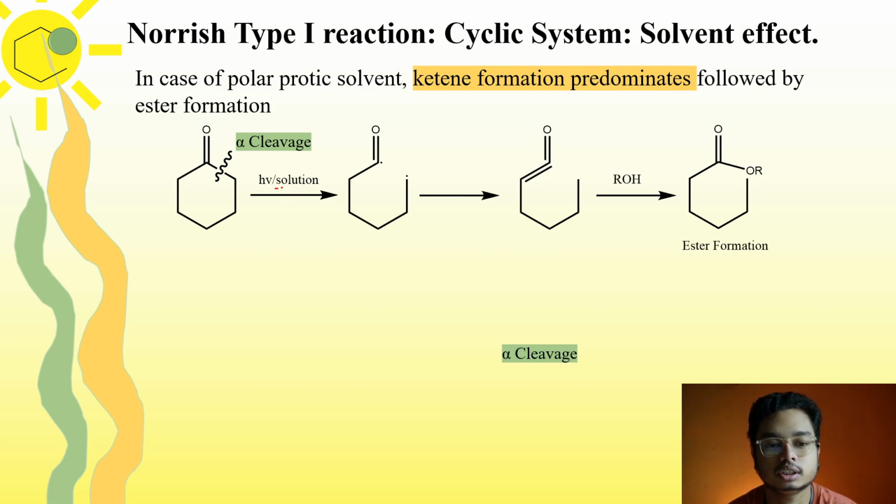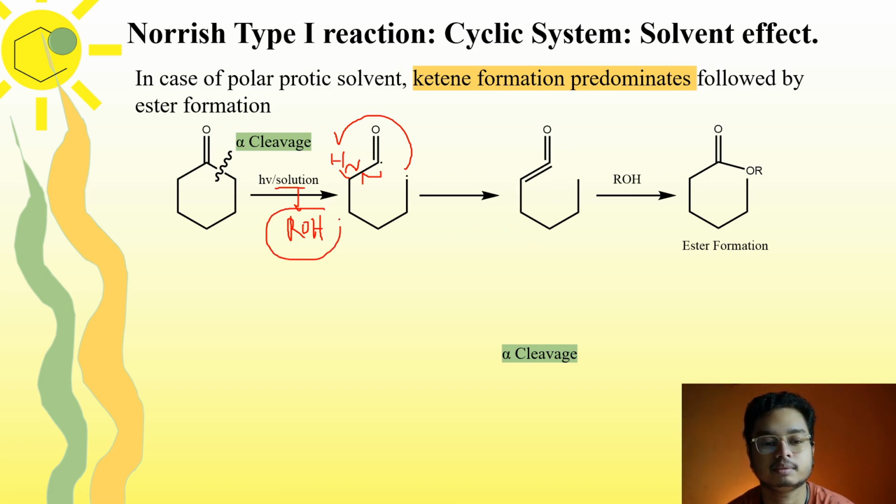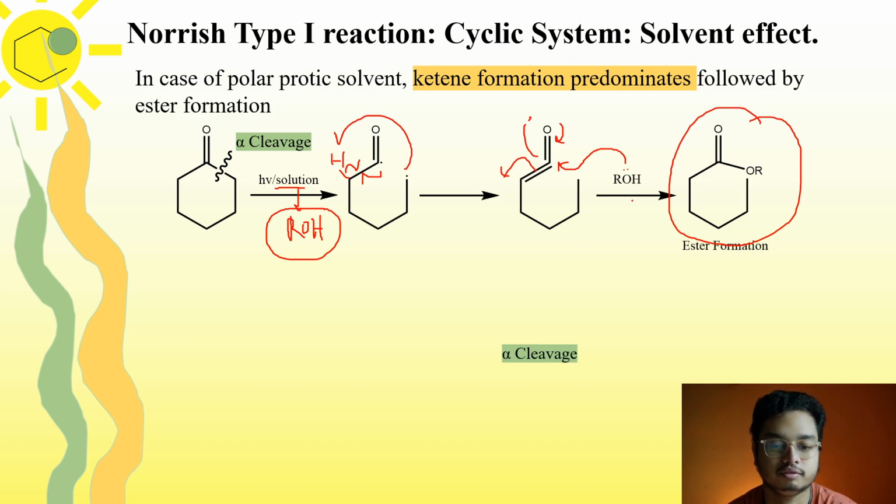and after that the acyl alkyl radical is generated. Now in the solution state, especially in alcohol, if ROH is there, the hydrogen from the acyl radical is captured by the alkyl radical, and it leads to the formation of a ketene, as we already discussed in the previous class. In the presence of this type of solvent, this process is mainly favored, and after that the alcohol attacks here, and it undergoes a certain rearrangement to generate the corresponding ester. This type of ester formation is predominant in the presence of polar protic solvents.